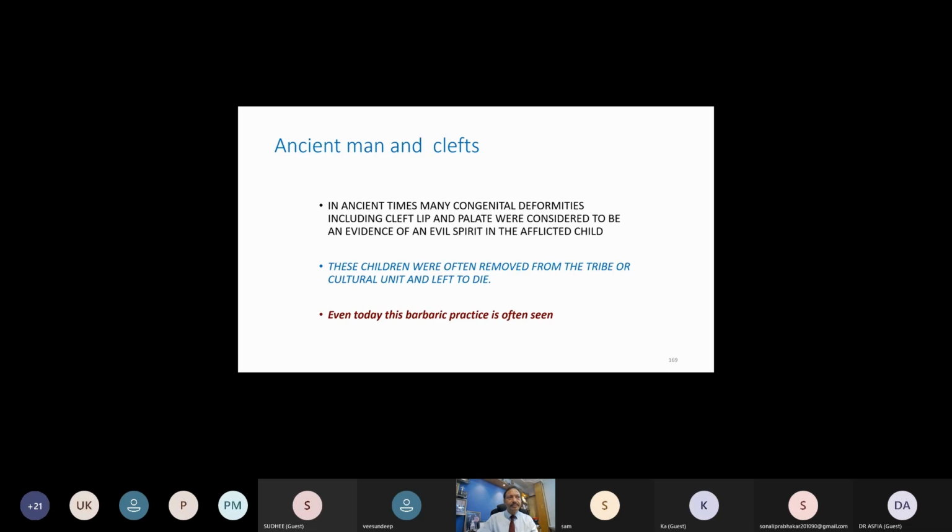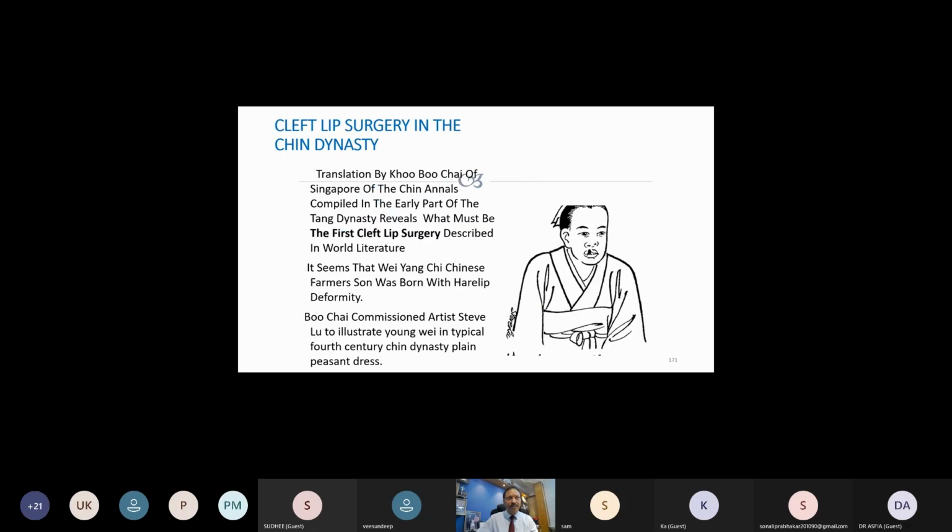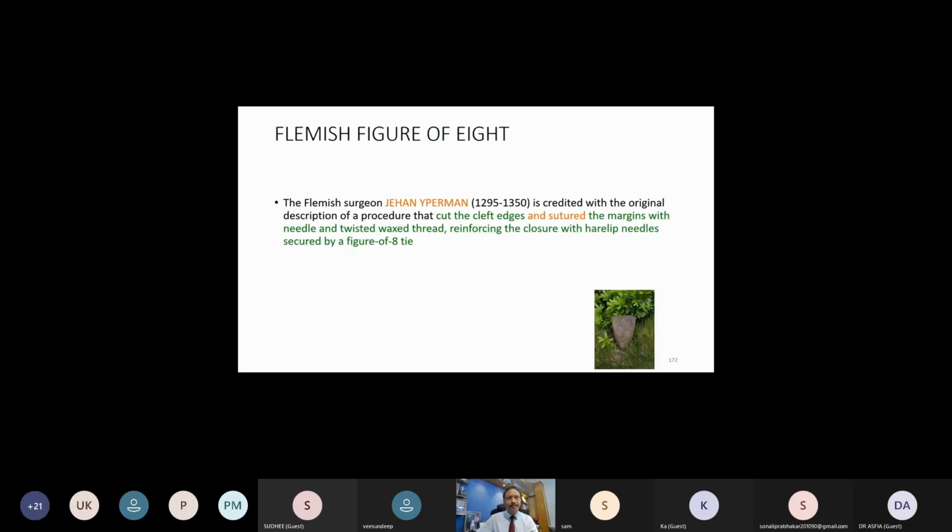So in ancient times, these children were often removed from the tribe or cultural units, and they were left to die. And even today, many of these children are deserted, and many such patients come to us for surgery from orphanages. So there are some earliest references in Shrishtit Samhita where the cauterization of wounds was described. And then in the Qin dynasty also, cleft lip surgeries have been described.